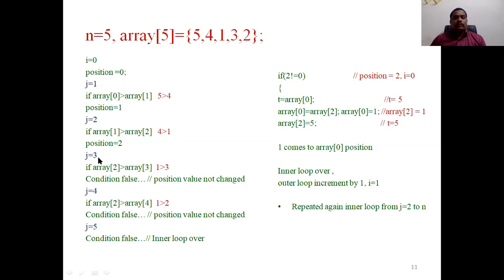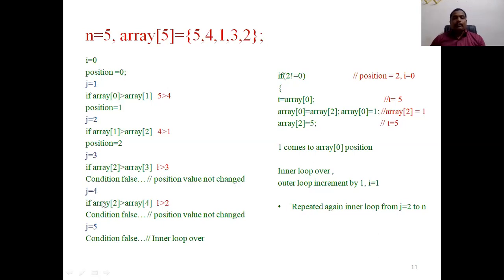Okay. So then now position is equal to 2 and then J is incremented by 1. So now J equal to 3, position equal to 2. So now we are checking the condition array of 2 greater than array of 3. So array of 2 value is 1 and then array of 3 value is 3. So the condition is failed. So the position value is not changed. Position value is only 2, but J value is incremented by 1. So J equal to 4.